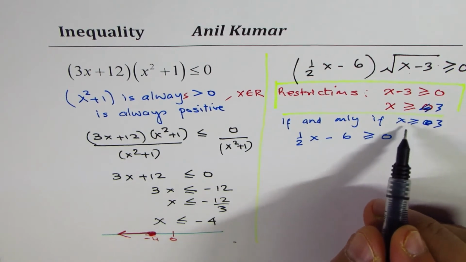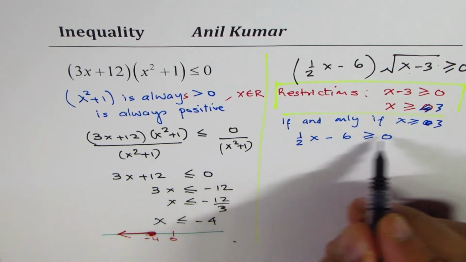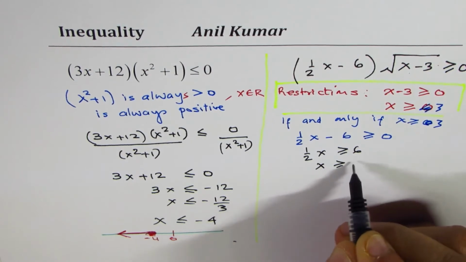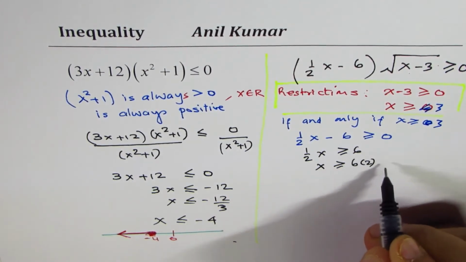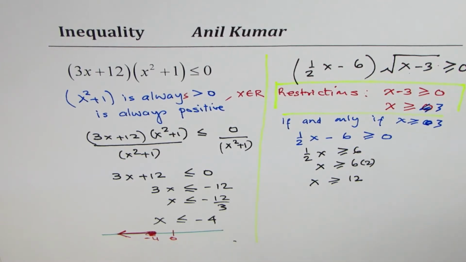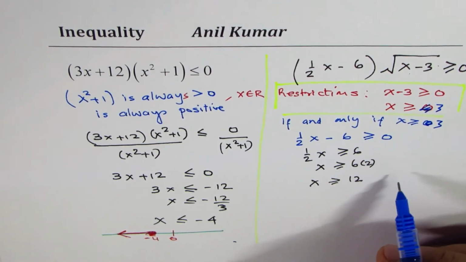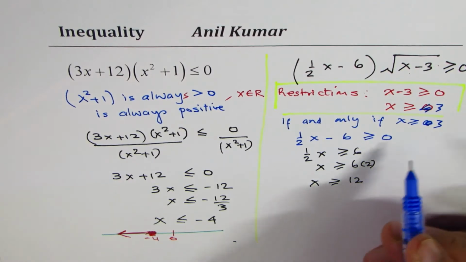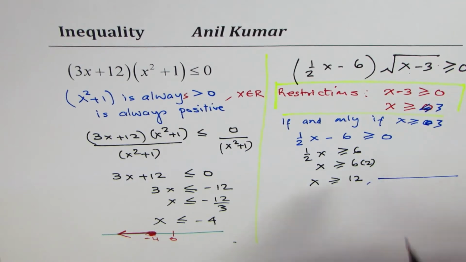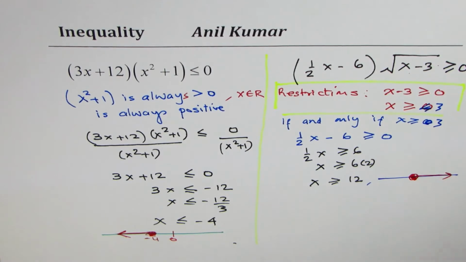So if x is on the right side of 3, in that case we'll find the solution. We'll take 6 on this side, so we get 1/2 x ≥ 6, and x ≥ 6 times 2, which is 12. So x ≥ 12. Do you see that? In any case, 12 is on the right side of 3, so it works perfectly fine. There is not much problem, correct? So the solution in this particular case is all the points on the right side of 12.